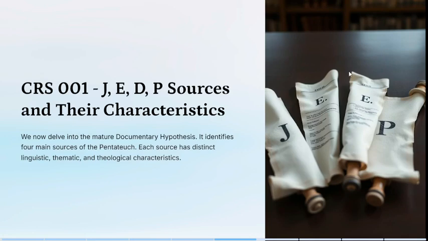So now we'll be looking at the four sources, that's the JEDP sources and their characteristics. We considered what the documentary hypothesis is all about. We had the overview of the early fragmentary and the supplementary hypothesis. So now moving on to the JEDP sources, the four other sources of the Pentateuch and their characteristics, starting with the J source.